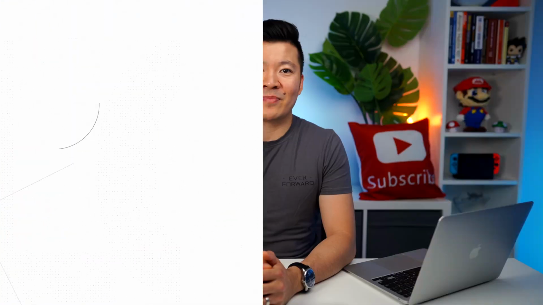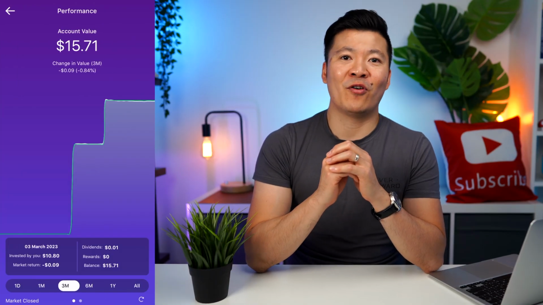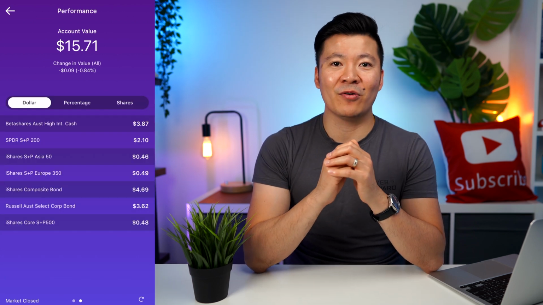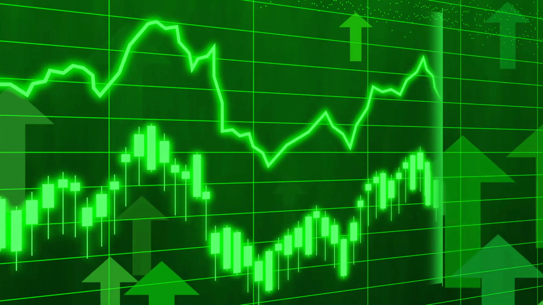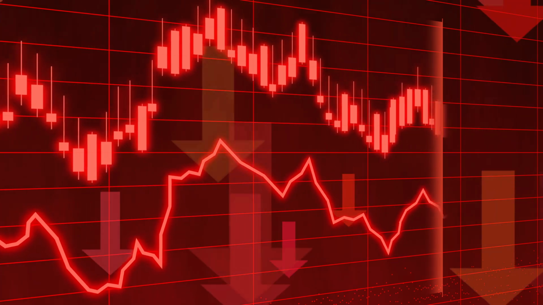You can check your portfolio's performance over time by clicking performance detail. This will show you how your portfolio has performed over a given period of time. Generally speaking, since most of the ETFs are tracking all the different markets, your performance will mirror the performance of the entire stock market. So if we are in a bull market, you can expect your portfolio to be up, and if we are in a bear market, you can expect your portfolio to be down.